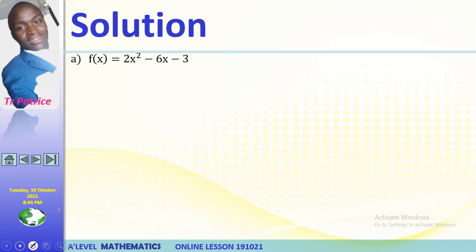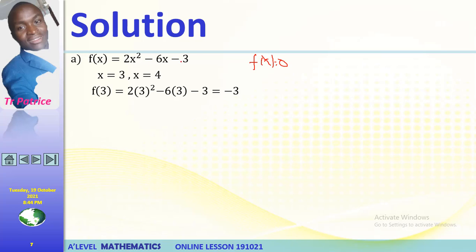We were given an equation, but I'm writing it as a function since I know it. We are approximating the root of the function f of x equals 0. Now instead of 0, I'm putting f of x. Now I have that function. To find whether the root lies between x equals 3 and x equals 4, I need to find f of 3 and f of 4. F of 3, if I substitute in this equation, I get negative 3.